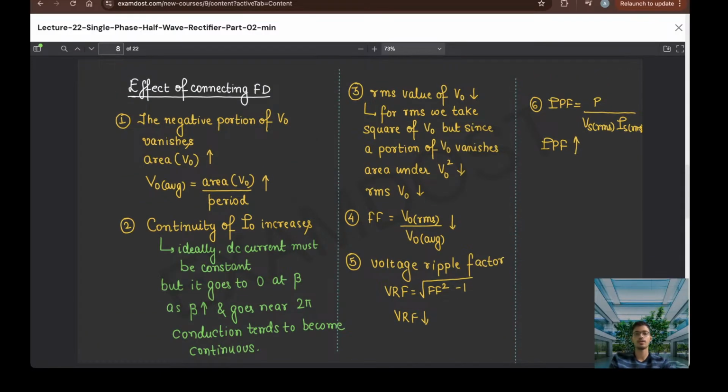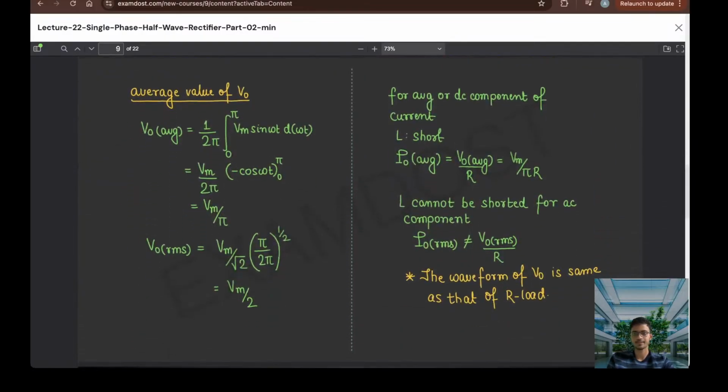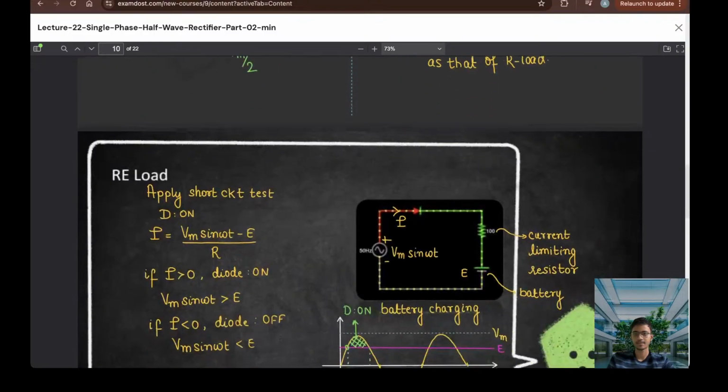So all this stuff you can read, it's pretty simple. RMS is reducing because it is a square, and all this related stuff also reduces and this increases. We can calculate the average pretty simply.